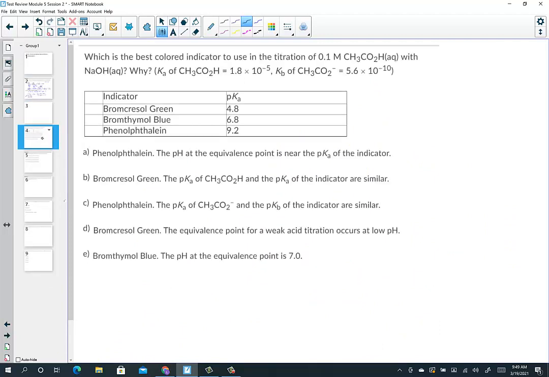Oh, there's nothing on that screen. Here it is. This is a question about an indicator. What is the best colored indicator to use in a titration between the weak acid called acetic acid with the strong base called NaOH, and why?